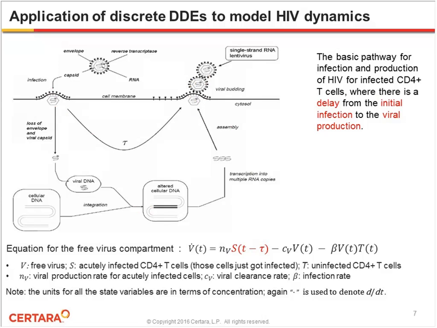Now, if we assume that the length of time from the initial infection to viral production is the same for all the infected CD4 T cells, then we can use this delay differential equation to model the free virus compartment. Here we have the free virus, S denotes the acutely infected CD4 T cells, and N denotes the viral production rate. This term denotes the loss of virus due to natural clearance, and this denotes the loss of virus due to infection.